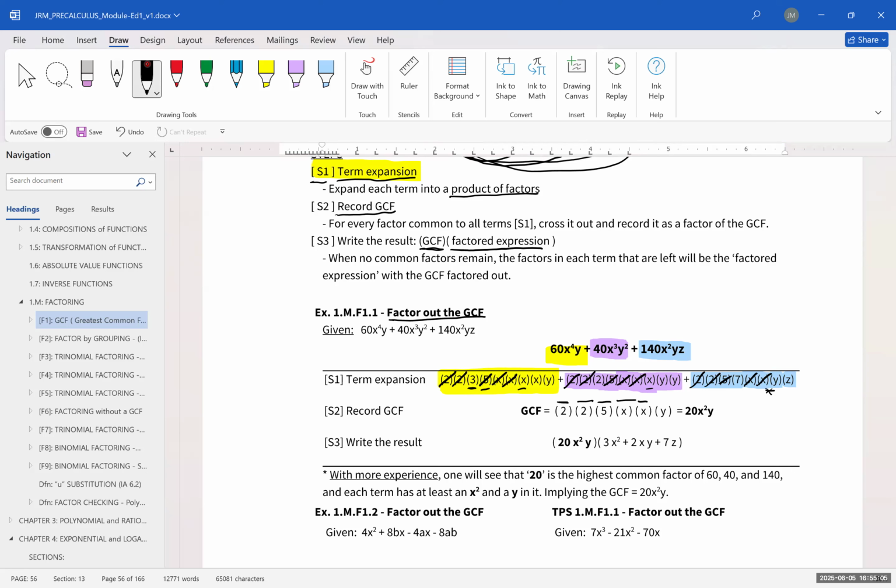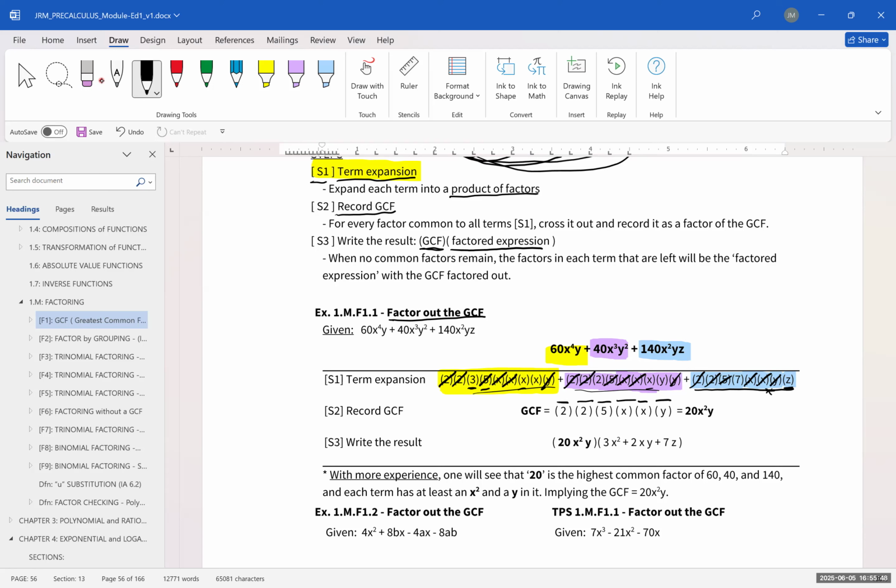How about y? Yes, every term does have a single y. So we've got a y, y, and a y, so we can put that down as our greatest common factor. Now, is there any other factor that's common amongst all three? We haven't looked at z yet, but z only exists in the third term. We don't see a z in either of the other two, so that can't be a part of the greatest common factor.